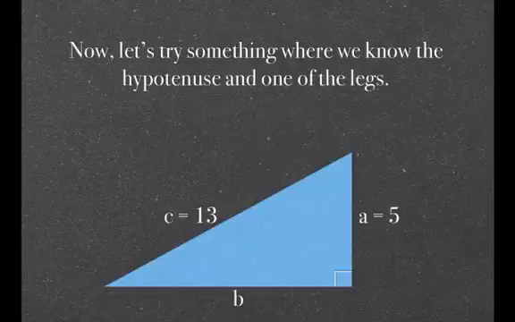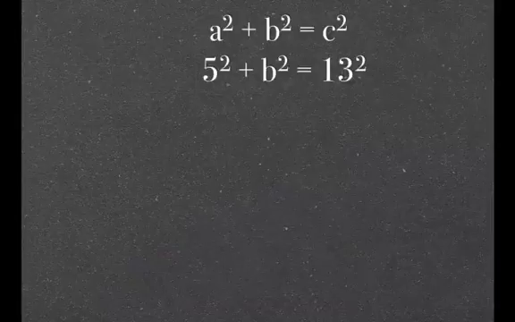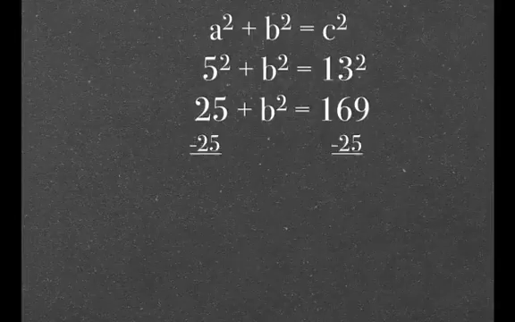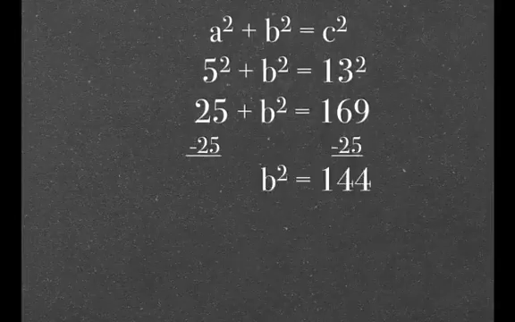Now let's try something where we know the hypotenuse and one of the legs. Here the hypotenuse c is 13, and side a is 5. So plugging in 5 for a and 13 for c, 5 squared is 25, 13 squared is 169. Now I have to get the 25 away from the b, so I'm going to subtract 25 from both sides of my equation, and b squared is 144.